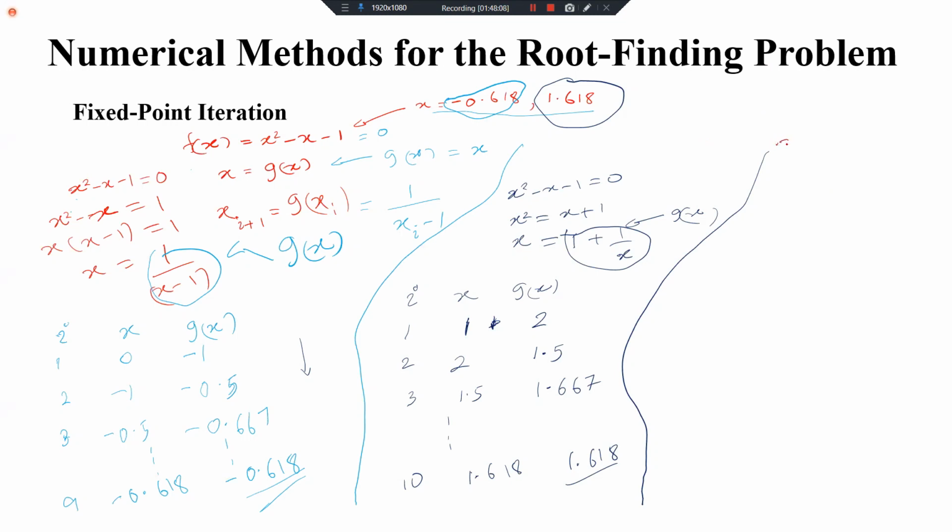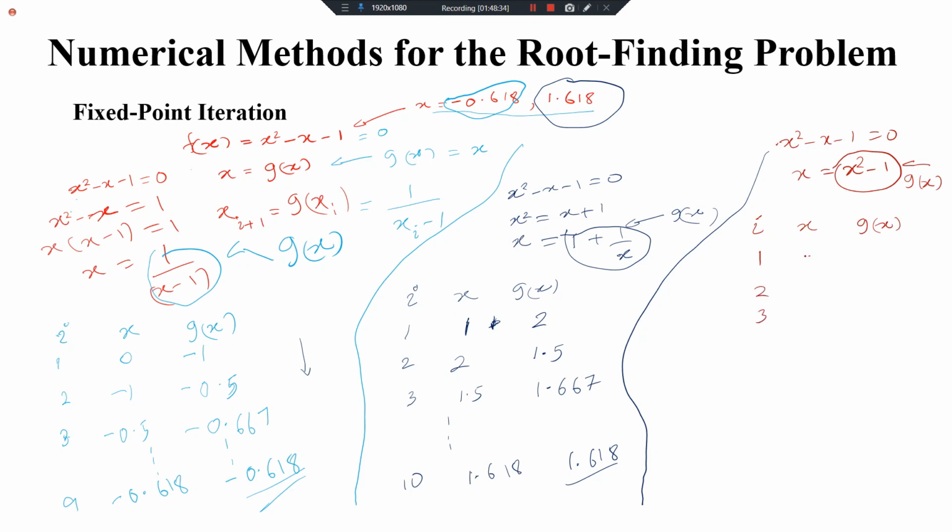Okay, here now x minus 1, 0. You can get x equal x squared minus 1. Then this is gx. Now let's see what happened. x, gx, 1, 2, 3.